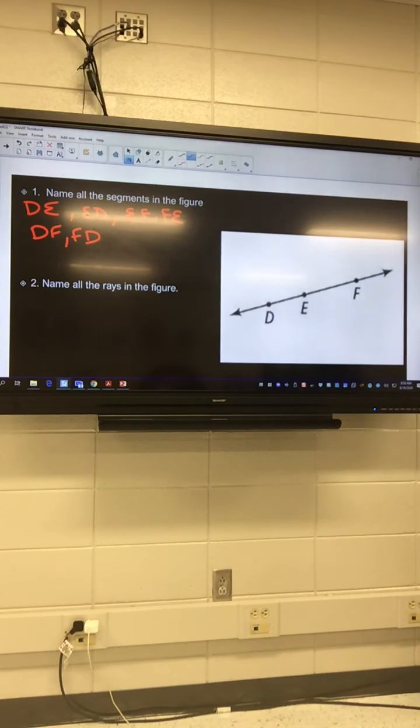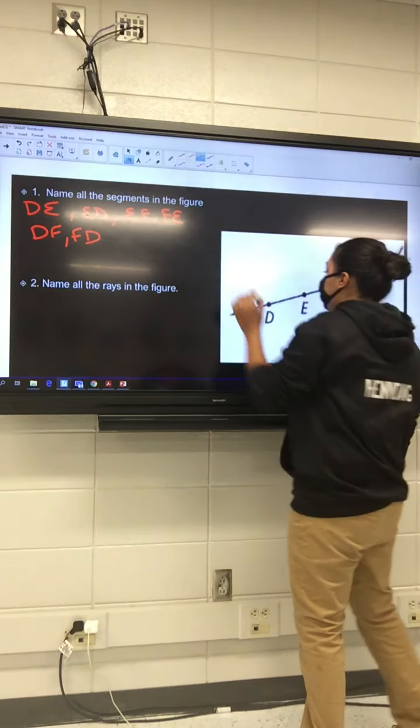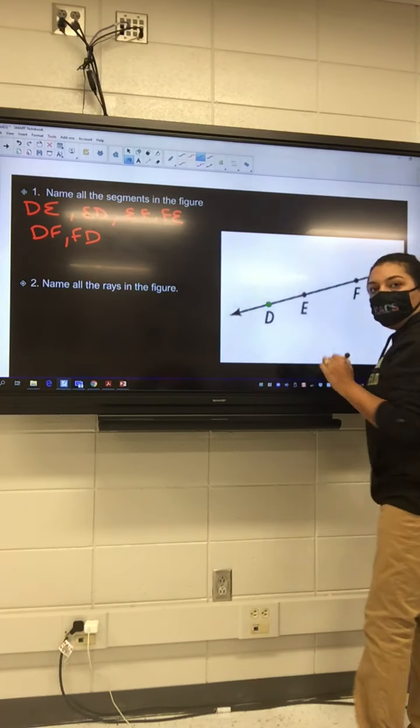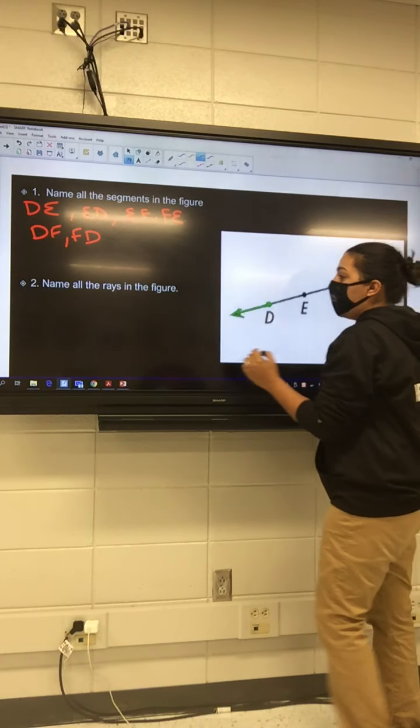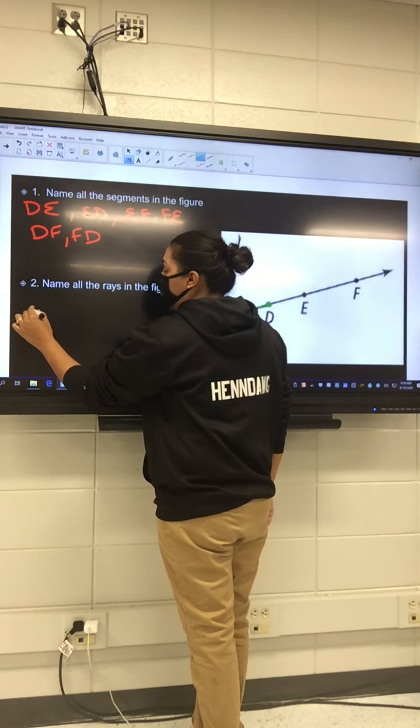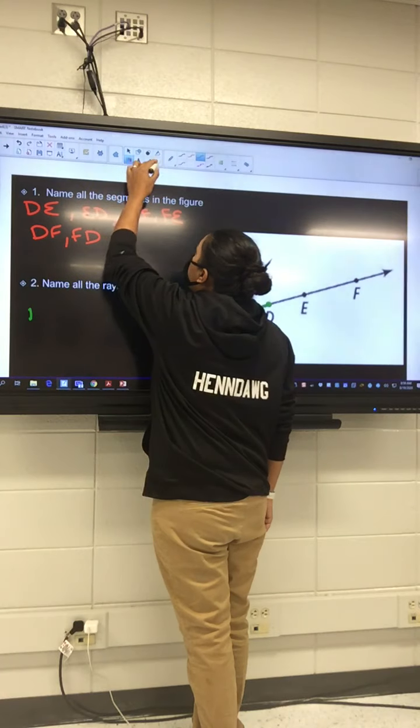Now it says name all of the rays in the figure. Rays are easier to see, but they're harder to see. Remember, a ray starts at a point. It has to. Here's one ray. So we got ray D. Actually, I lied.